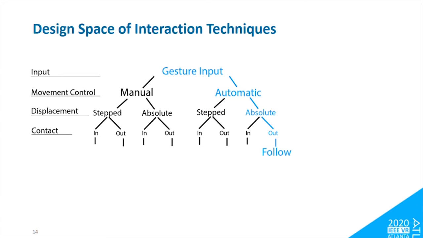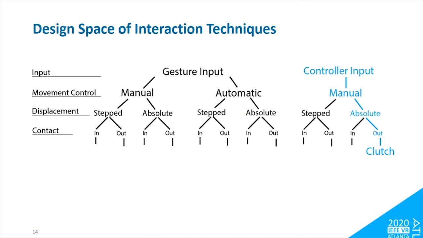The fourth interaction technique, follow, is a combination of gesture input, automatic movement control, absolute displacement, and out-of-contact control. The final interaction technique, clutch, is a combination of controller input, manual movement control, absolute displacement, and out-of-contact control.